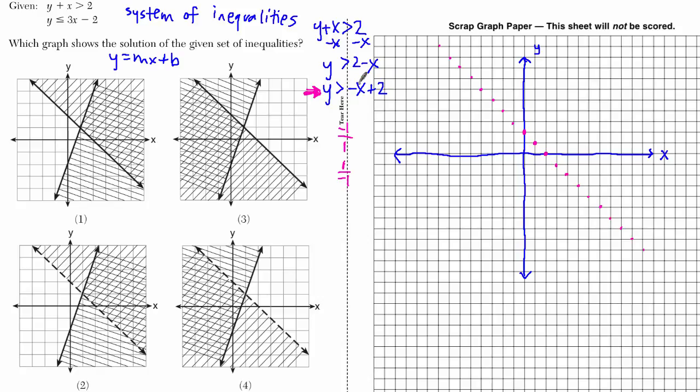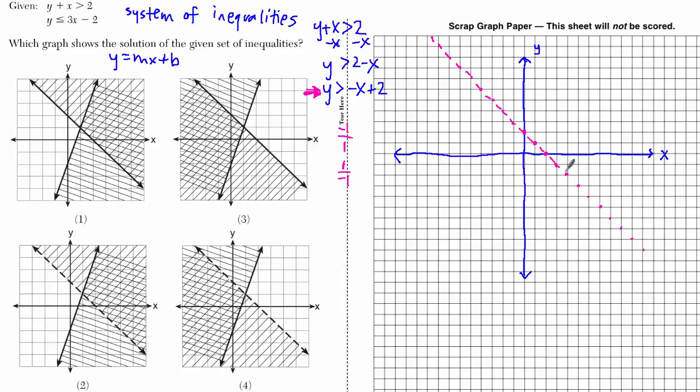So if we're not including the points on the line, then we can't actually draw a solid line like we're used to. What we actually do is draw a dotted line or a dashed line to represent that the points on this boundary line are not included in the solution set of this single inequality. So we'll just graph little dashes here.